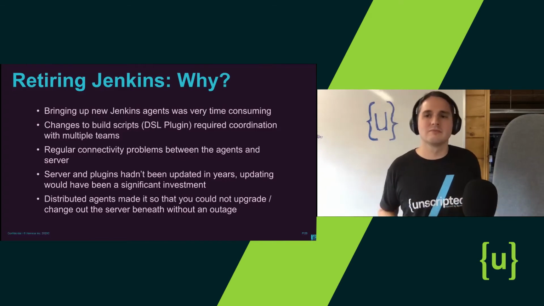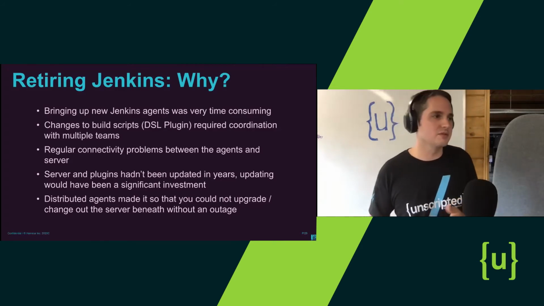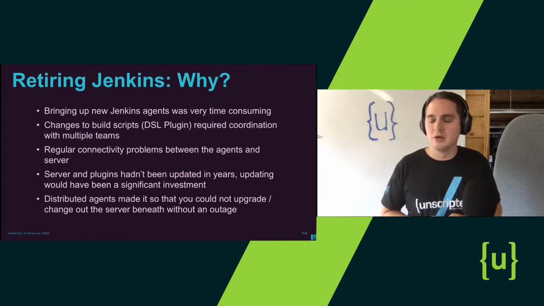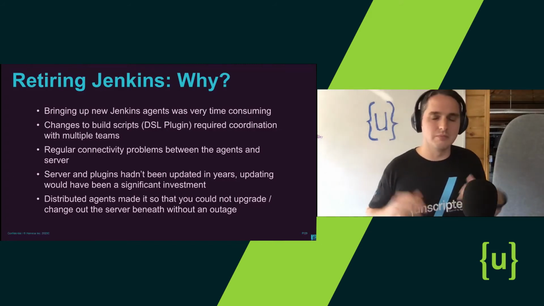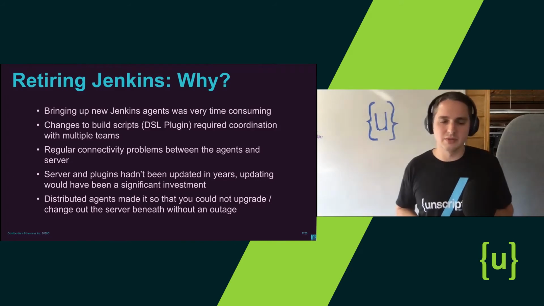So quickly, Jenkins is a very mature project. It's been around for over a decade. Why would we want to move away from it? In our experience, bringing up new Jenkins agents was a very time-consuming process. We would provide AWS accounts and consolidated billing to teams. They would manage their infrastructure in their accounts. We wouldn't have the ability to go into their accounts and bring up infrastructure and launch instances.